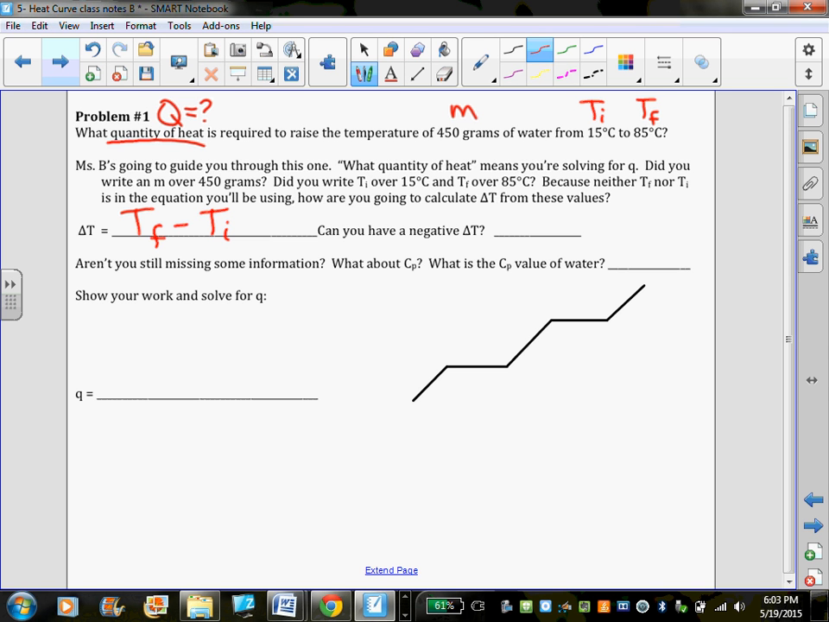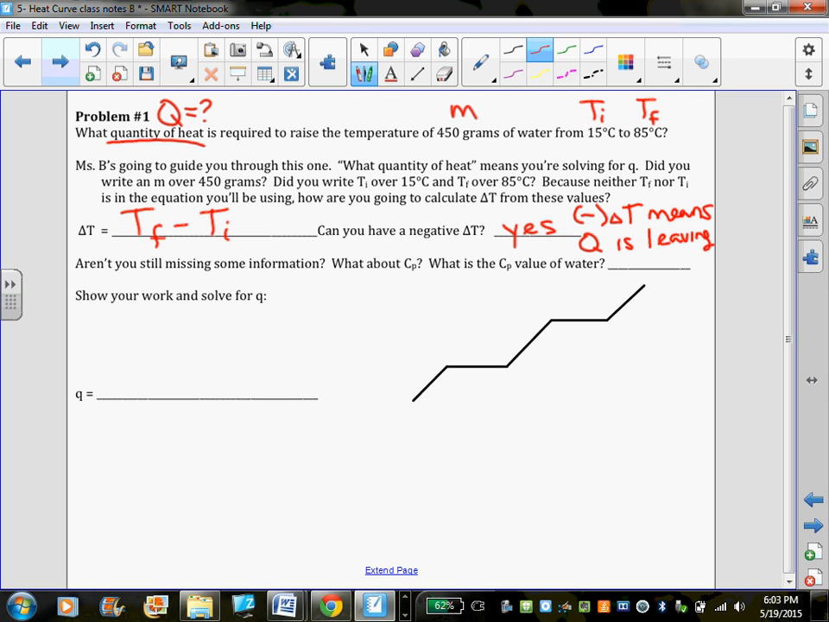And now I want you to ask yourselves, is it okay to have a negative delta T? Is it okay that my initial temperature is bigger than my final temperature? Yeah, we can have that, right? If heat is leaving our system, so let's say that our system is just a bunch of liquid water, if we had heat leave that system, the temperature would go down and our liquid water might become ice. And that's okay. So what does that mean? So negative delta T means that heat is leaving.